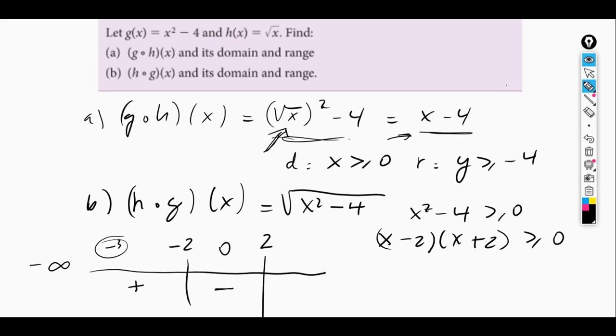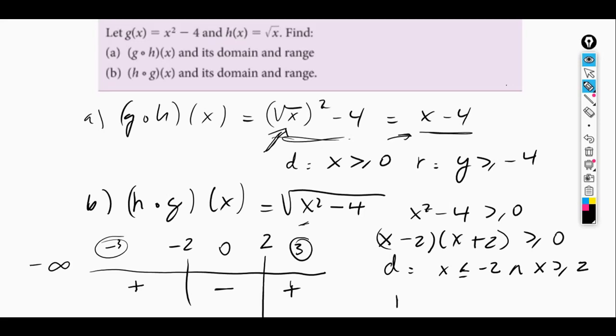And after 2, because this is squared, it's going to be the same as plugging in -3 if we plug in 3. So it's also going to be square root of 5, which is positive. And obviously for anything greater than 2, we're going to get positives. So that means the domain would be x values that are less than or equal to -2, and x values that are greater than or equal to 2.